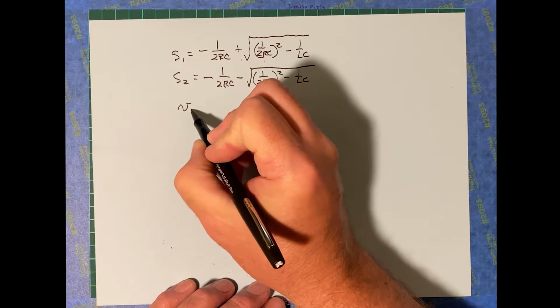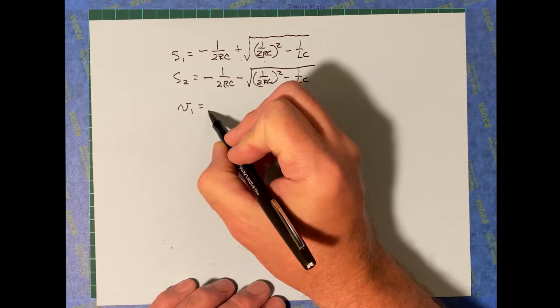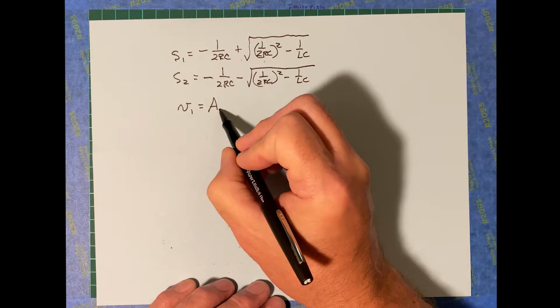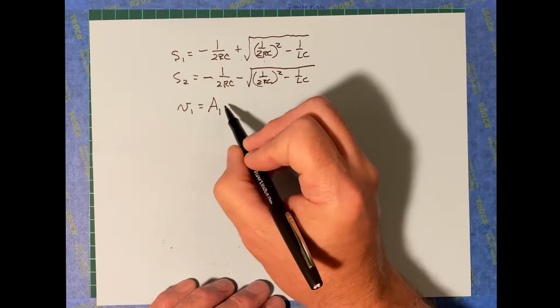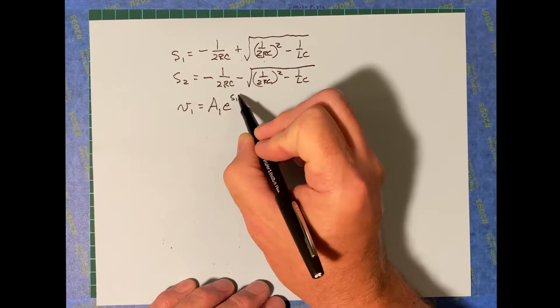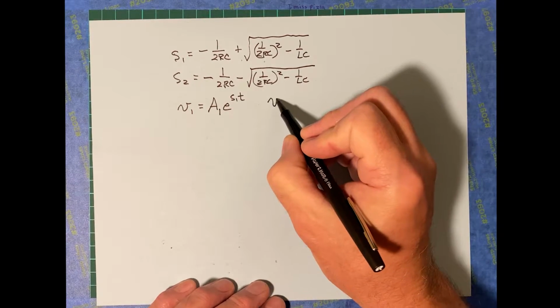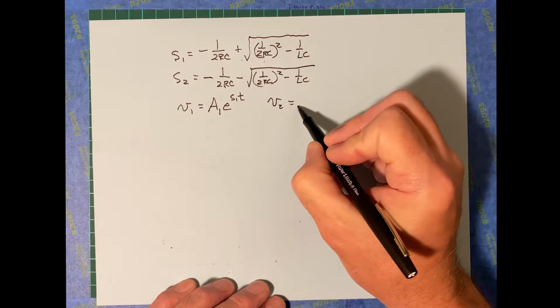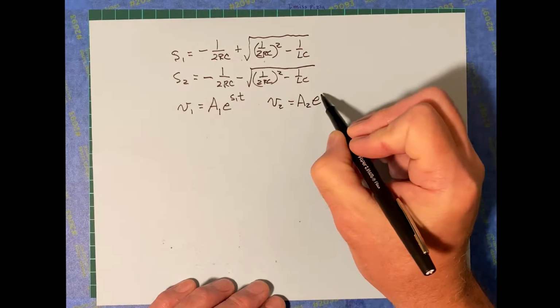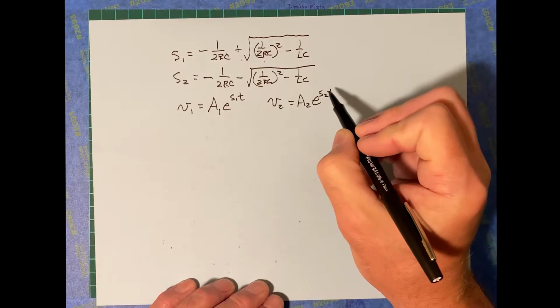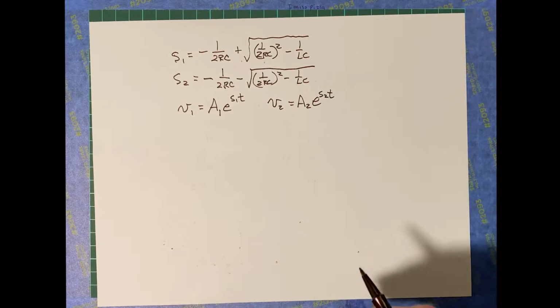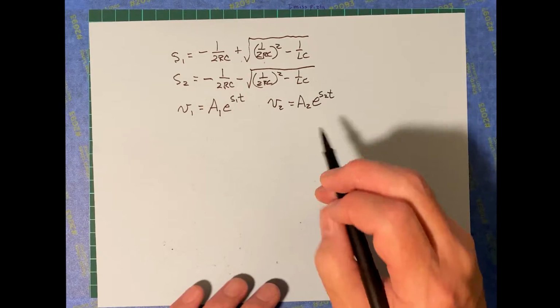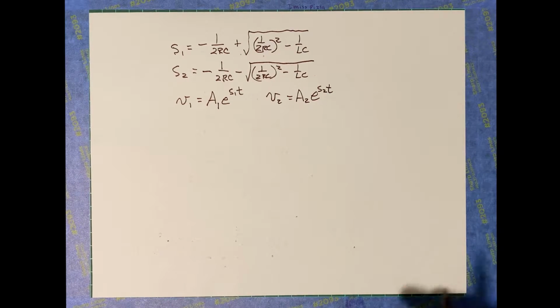But we could write them this way. We could say voltage 1 is equal to A1 e to the S1t, and let's give this a new subscript because they don't have to be the same A now. Then voltage 2 could be equal to A2 e to the S2t. They have different coefficients, so we'll give them different subscripts to indicate that for the different solutions.